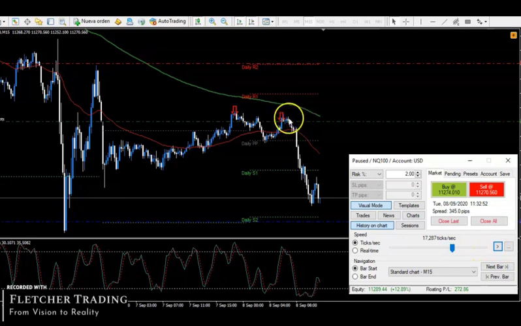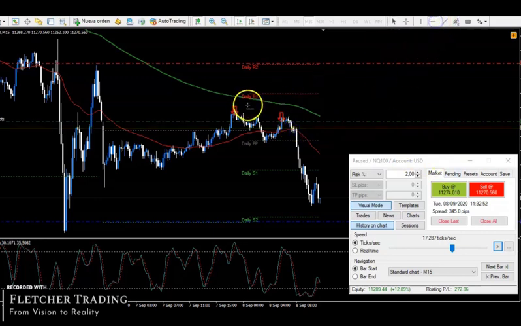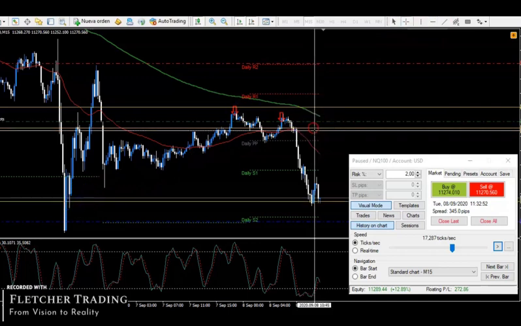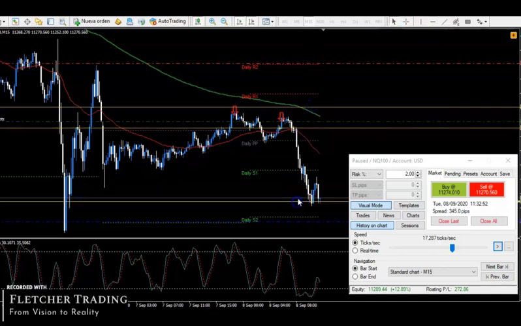We can see we got another signal here to sell. This potentially could have been a better entry, as if we would have entered somewhere around here, we could have set the stop loss to above that high and still targeted these lows, and we would have got a better risk to reward.